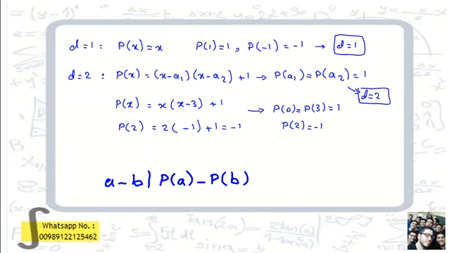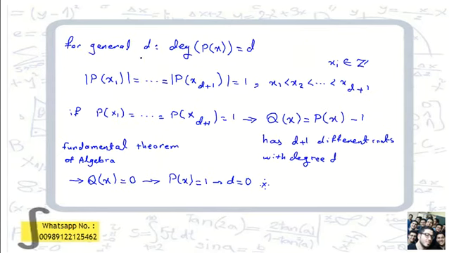Now we've checked some small examples, and now we can move to general d to find some conditions. For general d, degree of p of x equals d, and we know that x1 to x_{d+1} are different integers, and the absolute value of p at them equals 1. Without loss of generality, we can consider that x1 is less than x2, less than x_{d+1}, and all the xi are different integers.